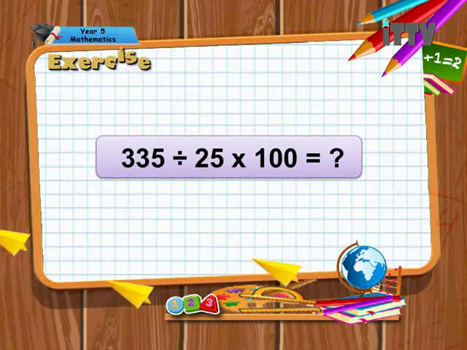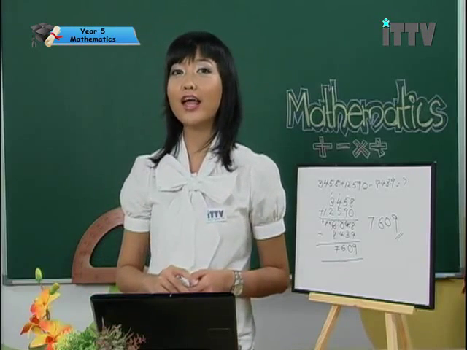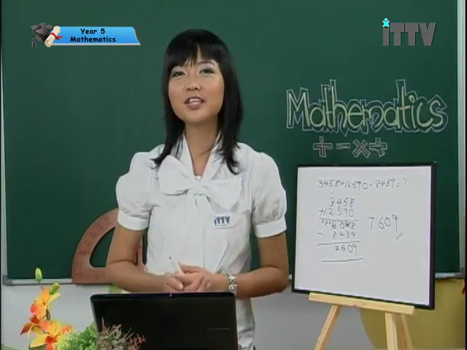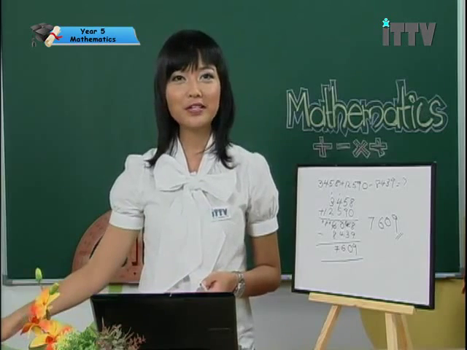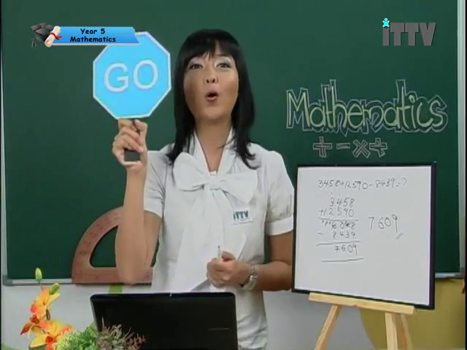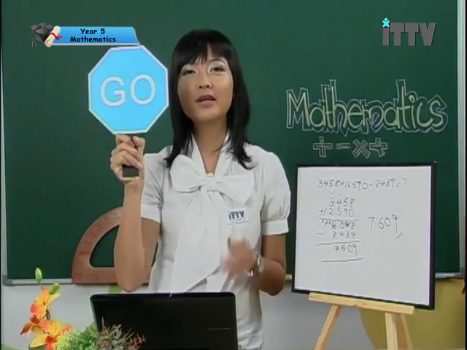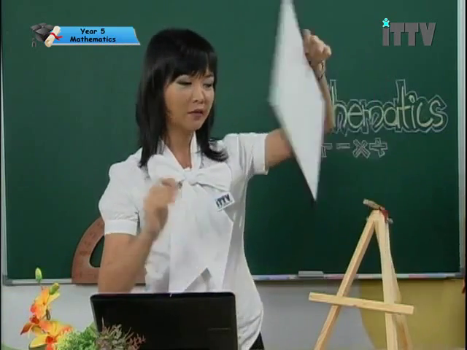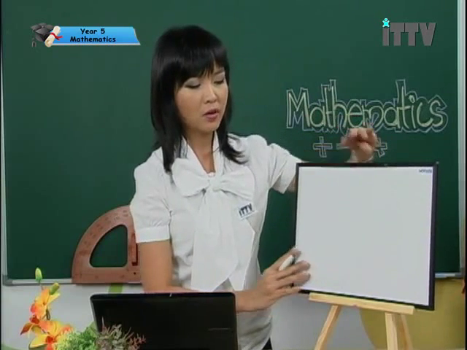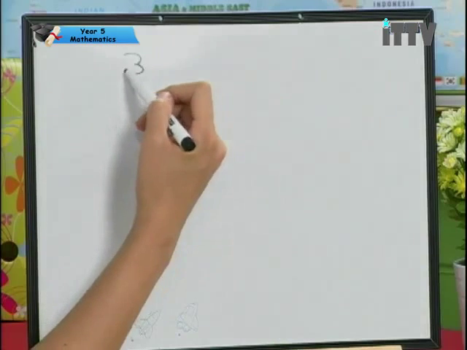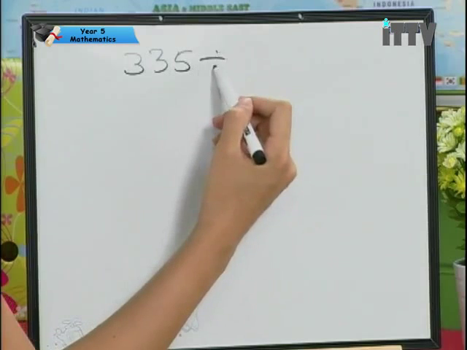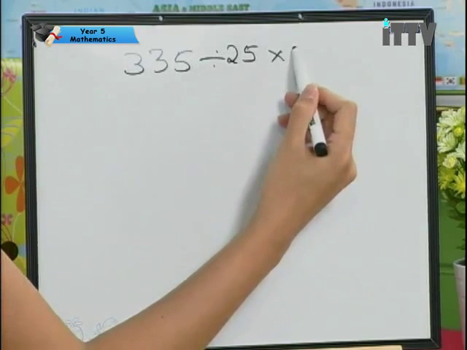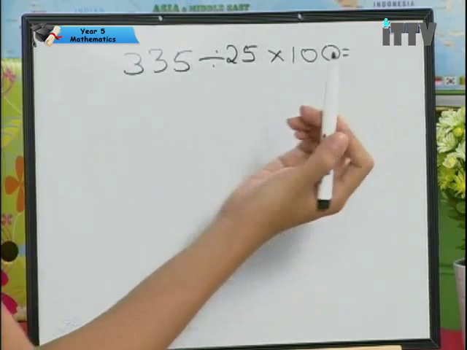Okay, what operations do we have here? Divide and multiply. Are they related to each other? Yes. So what do we do? Just proceed to solve it from left to right. Okay. Now let's try. Let's write out the question. 335 divided by 25 times 100 equals.